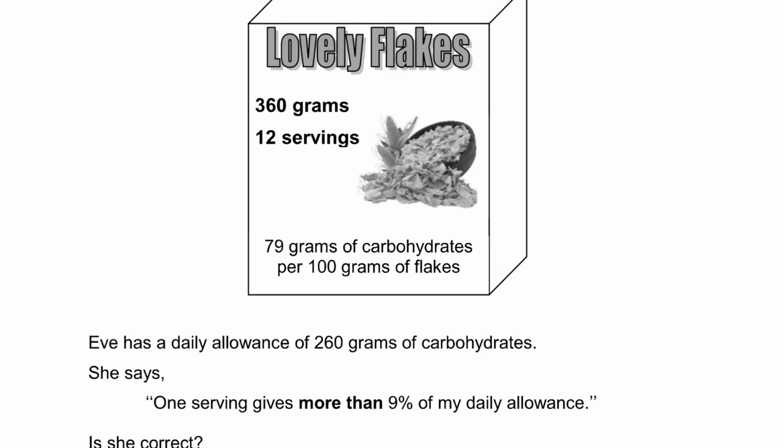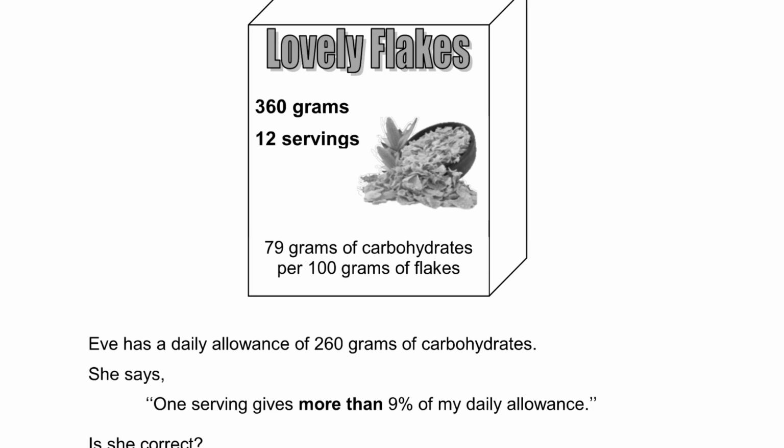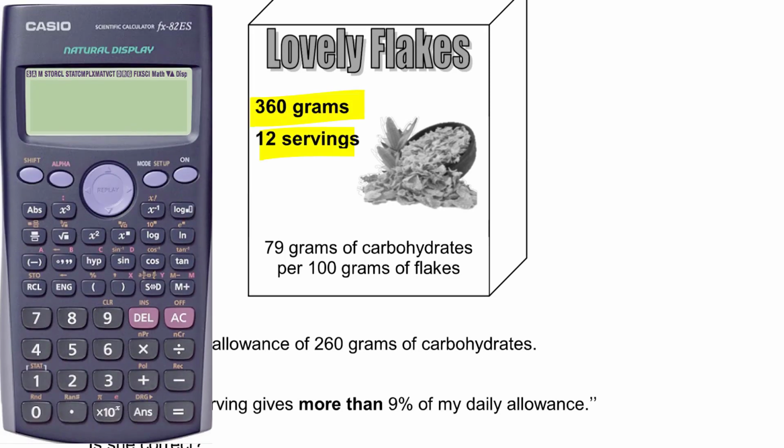Okay, so let's break this down then. So 360 grams is 12 servings. So let's take that first piece of information first off. So if there are 360 grams in 12 servings, then one serving is going to be 360 divided by 12, which is 30. So there's 30 grams in one serving.